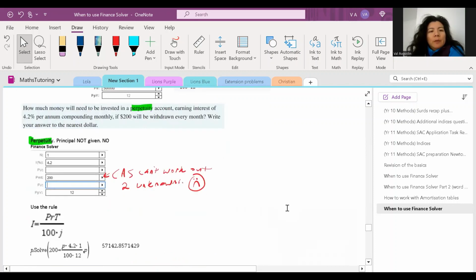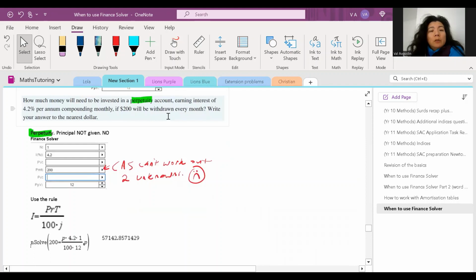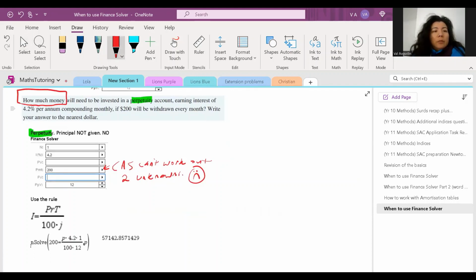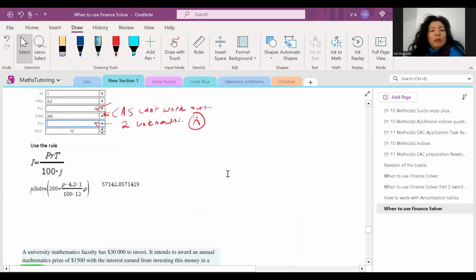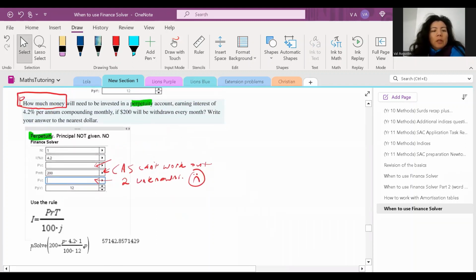So now this one here is a special one because it's asking for how much money, which is our principal. Now, if you try it in your CAS, it's not going to work because 2 blank boxes will make your CAS calculator unhappy and it will give you an error message. So you must use the rule and solve for P. So this is my rule here, and if I substitute the right numbers in based on the question, I will get 57,000 and so on, which is my investment at the start.